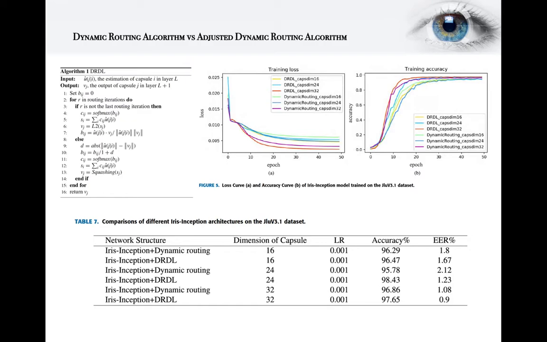Previously they talked about the dynamic routing algorithm. It uses the cosine similarity of two vectors to measure the agreement, but it's difficult to converge. But in this paper they propose something called the DRDL algorithm. They combine the direction and length of the capsule as the evaluation index of the similarity of two vectors. They said the DRDL has a higher accuracy than the dynamic routing algorithm. Also, it converges faster.